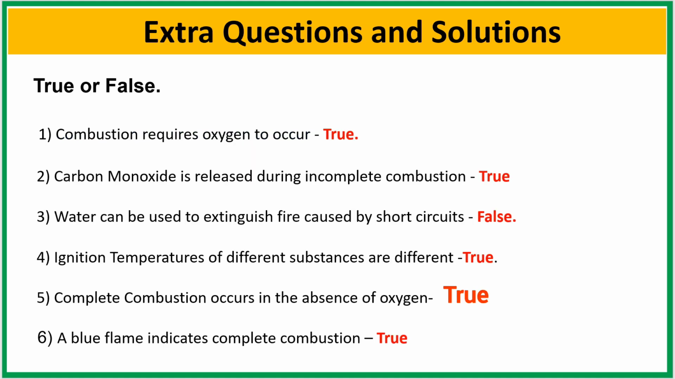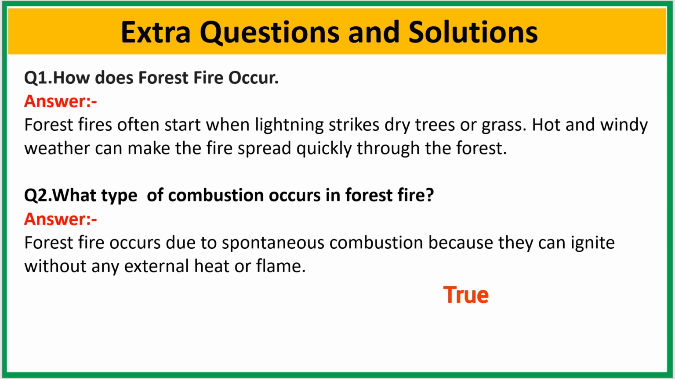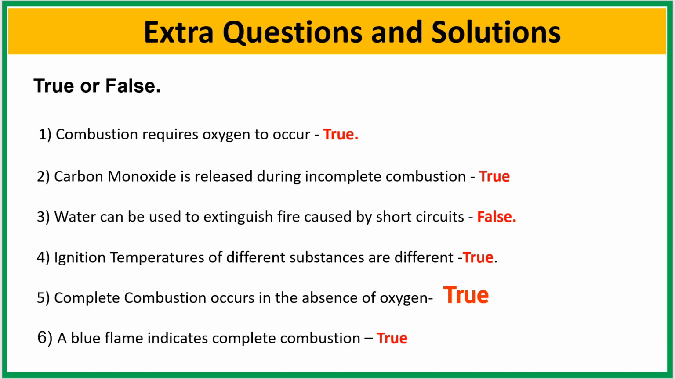Next we will see some extra questions and answers. First one is true or false. First question, combustion requires oxygen to occur. Yes, combustion needs oxygen to produce heat and energy. So the answer is true. Then, carbon monoxide is released during incomplete combustion. Carbon monoxide is a very poisonous gas. It is released during incomplete combustion. Why does incomplete combustion occur? Because of lack of oxygen. So the answer is true.